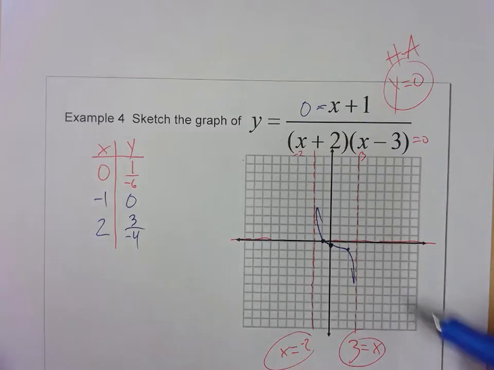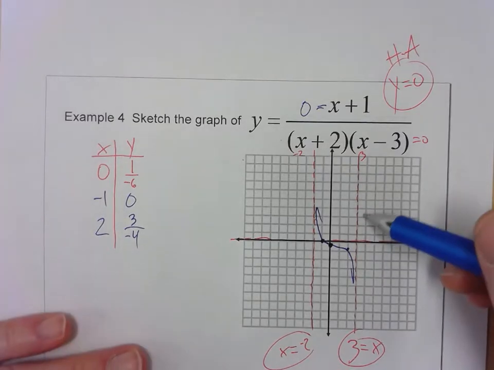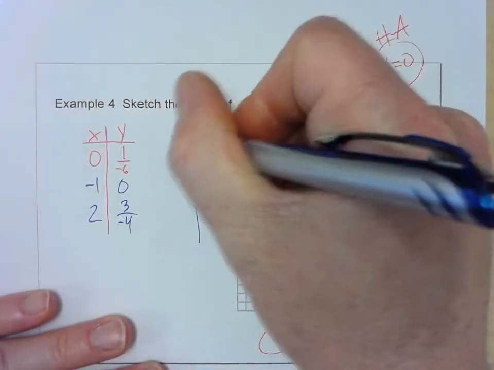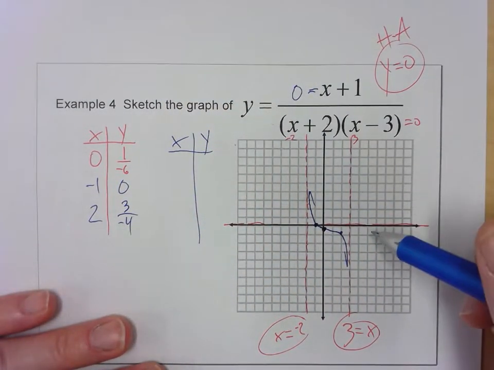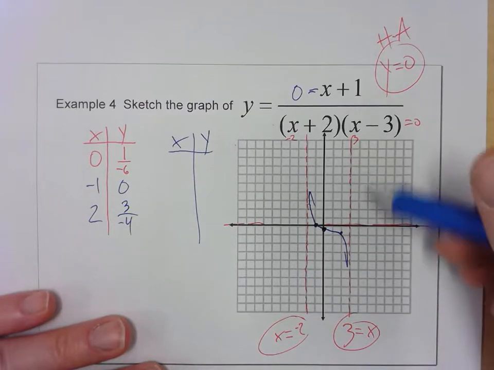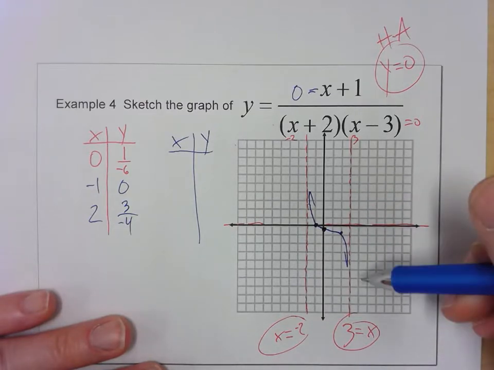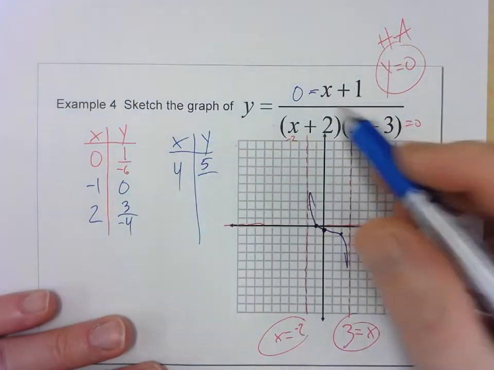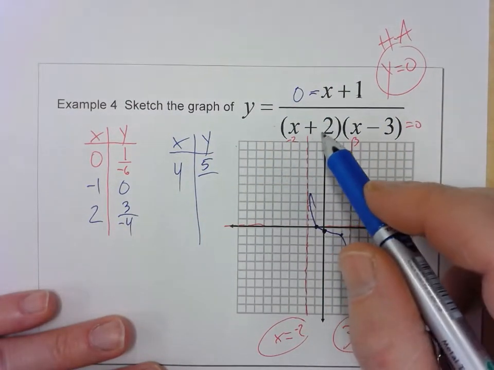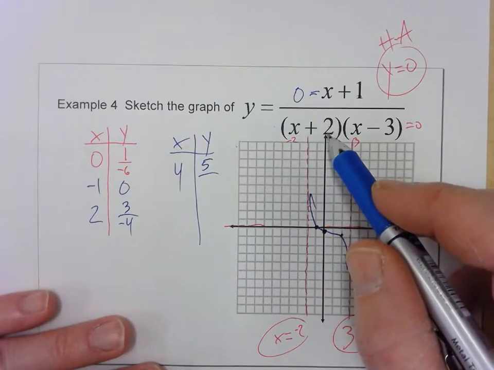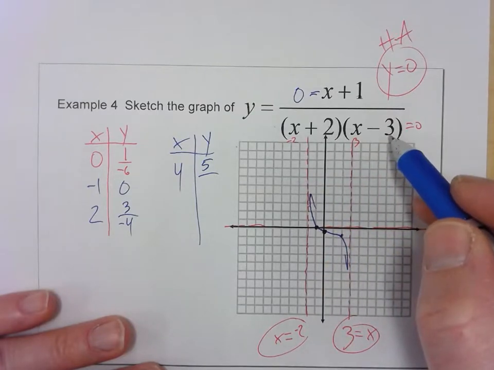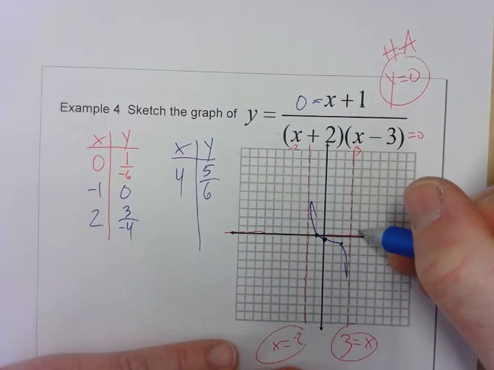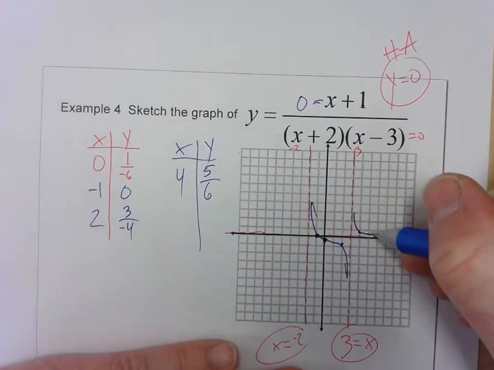All right, now I'm going to try. We need to figure out, does it curve in here? Does it curve over here? So try more points. We're going to do 4, because 4 would be kind of over in this region, because there's 3. So I'm going to try 4. If I put 4 in, I get 5 on the top, and I get 6 on the bottom, because that would be 1. So I get 6 on the bottom. So over 4 and basically up 1. So it's going to curve like so over here.